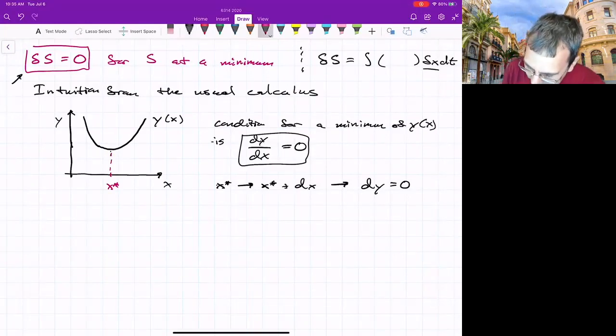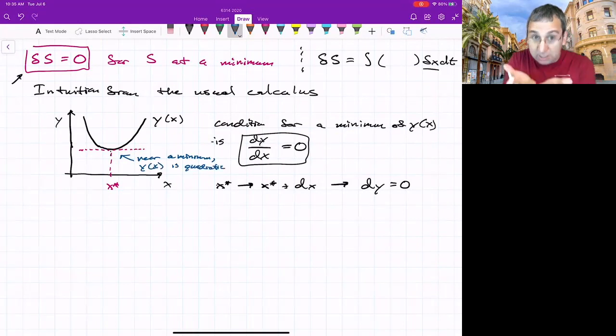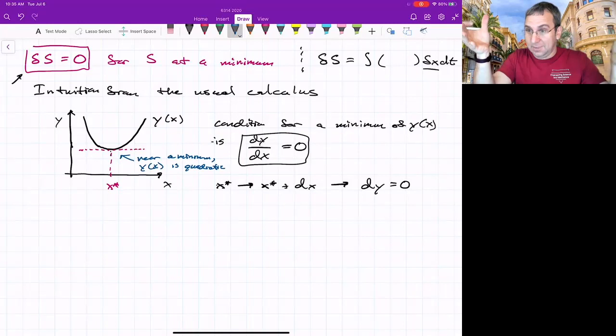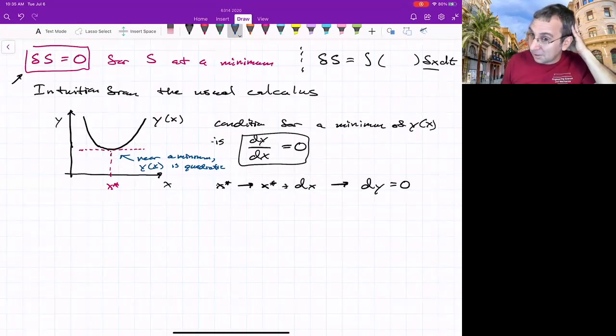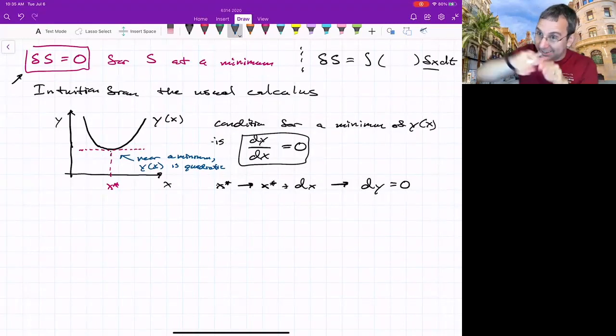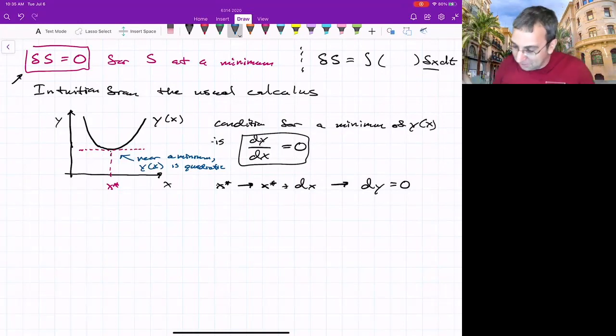And why is that? It's because think of what this curve has to look like near a minimum. Near a minimum, it has to be quadratic. It's kind of the idea. Near a minimum, y of x is quadratic, right? It looks locally like a parabola. So looking locally like a parabola means it doesn't look locally like a line. So you get this.